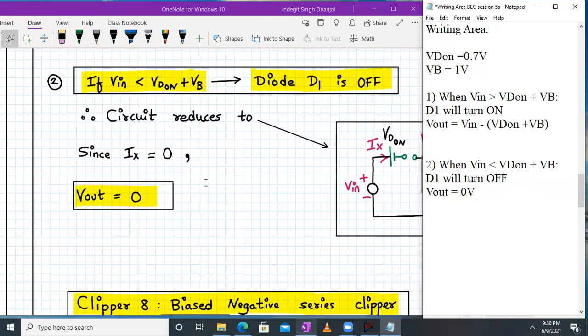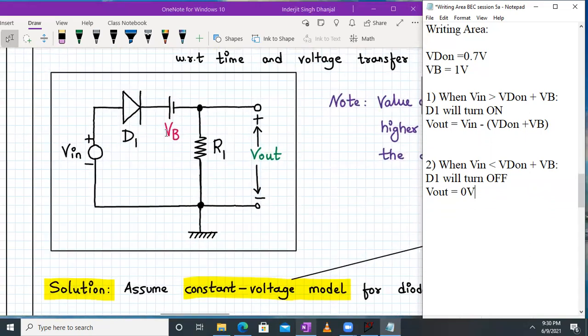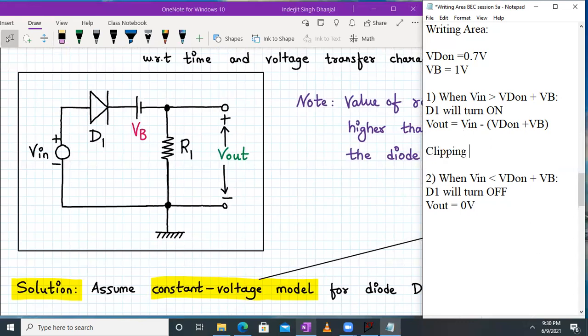Now, obviously this circuit, since we have connected a DC supply over here, is called a biased series clipper. Whether it is positive or negative depends upon the output and input waveforms. Now, can you all tell me what will be the clipping level over here? How to find the clipping level?